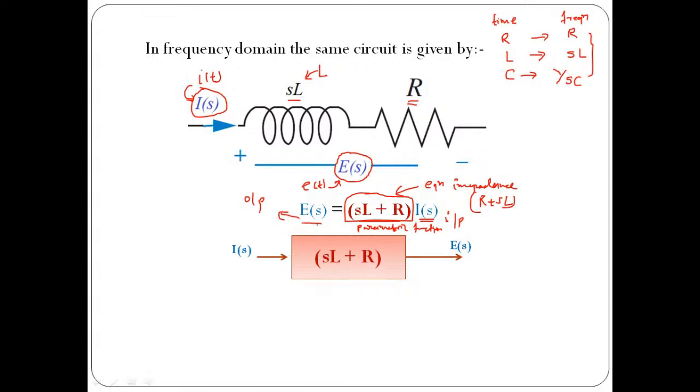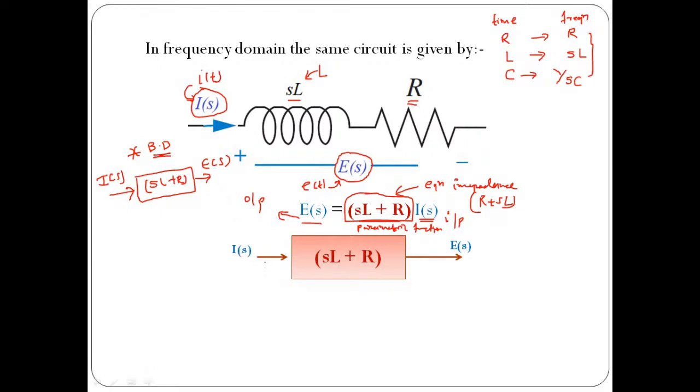If you want to represent this equation in terms of a block, how are we going to do that? Here we need to take a block. To this block we need to apply some input. In this case the input is I of s, and output is going to be E of s, and the factor that defines the relationship between input and output is nothing but SL plus R. This is the representation of this particular system in block diagram. I hope this point is clear to everyone.